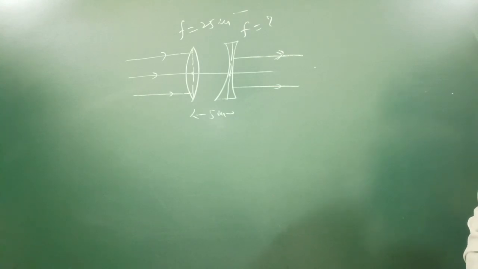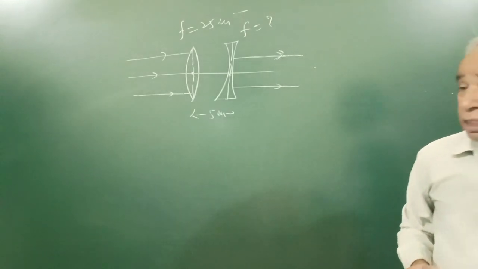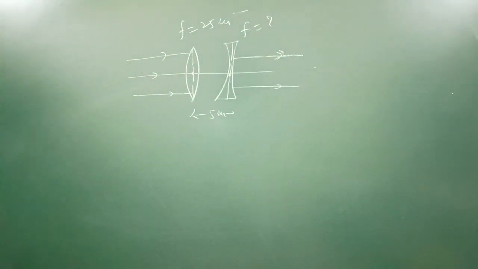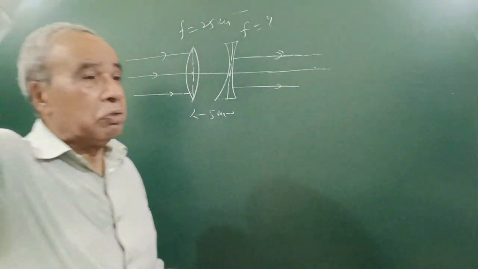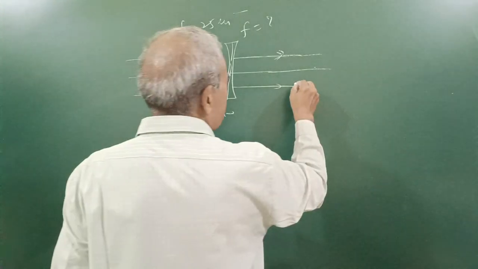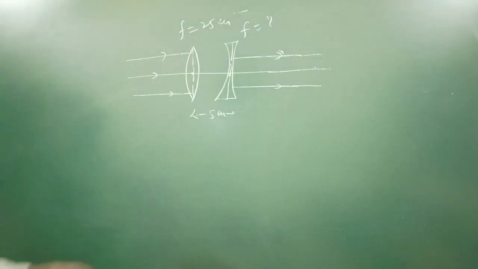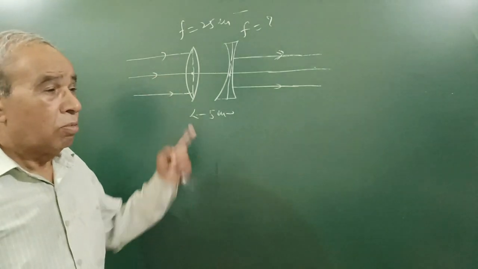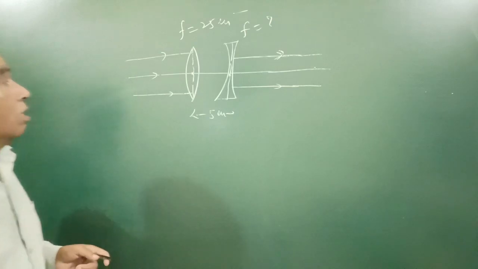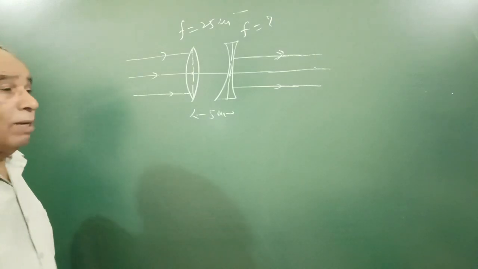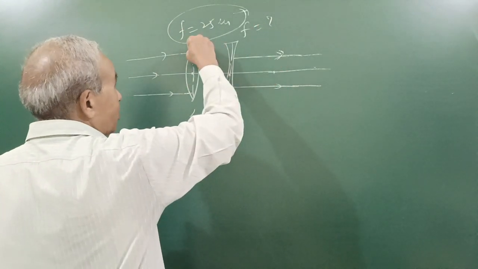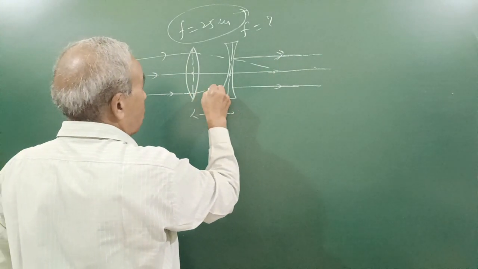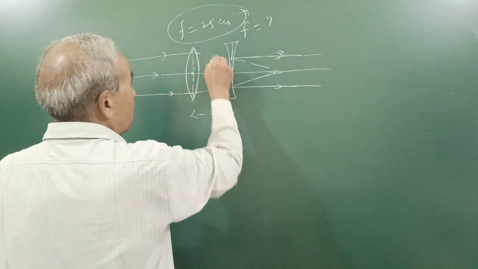When I became a teacher, I actually had much interest in teaching and learning. So I could answer easily. But once I saw a book written for IIT Physics, a very horrible answer was there. So how do you see? By the definition of second focus of a convex lens, rays parallel to the principal axis converge at a point on the principal axis after refraction through the lens. So this parallel beam will get converged at a distance of 25 cm from this lens. By definition of focus, there is no need of any help.